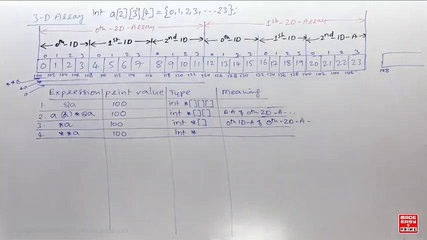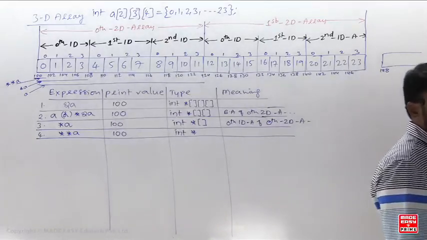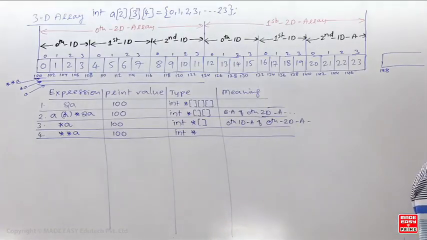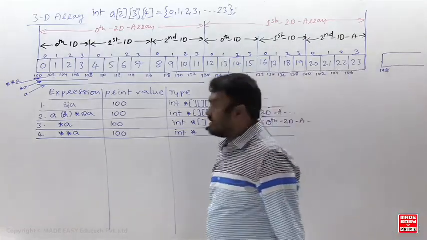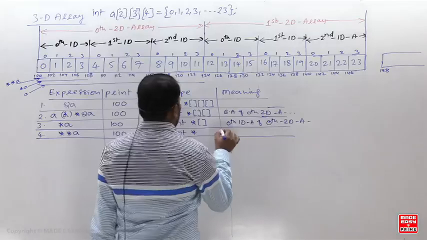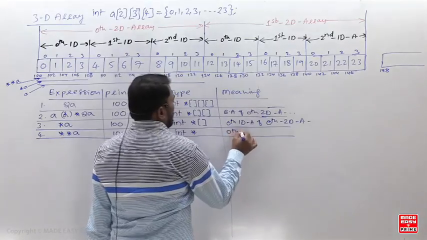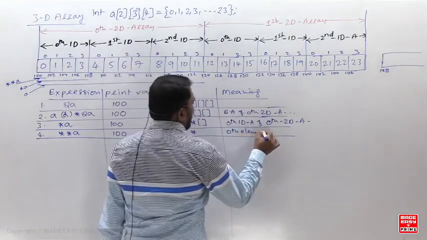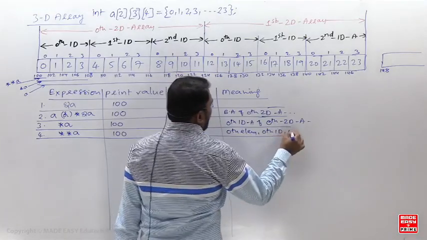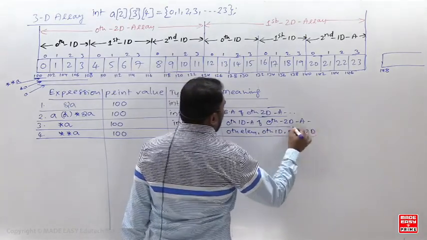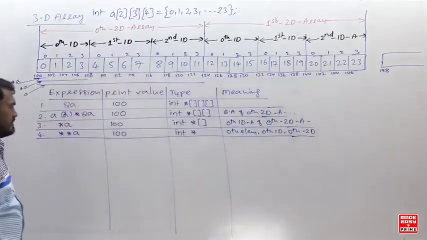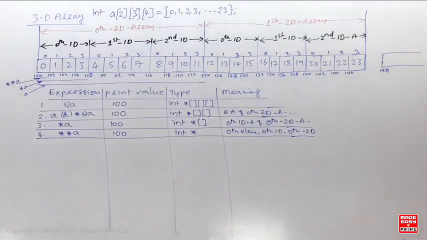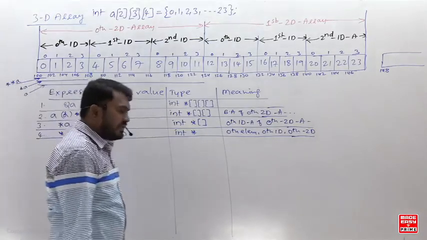Many people are giving right answers. Excellent, very good. So what is the meaning here? Write: base address of the 0th element of the 0th 1D array of the 0th 2D array. Write down the meaning carefully.